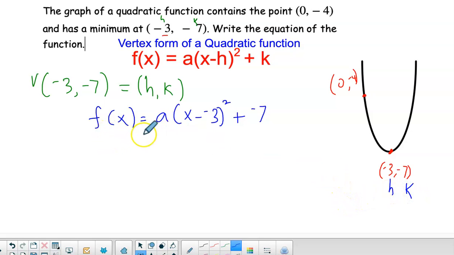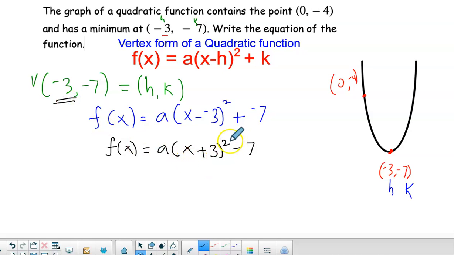So you have f(x) = a(x - (-3))^2 + (-7). I can simplify and write it as f(x) = a(x + 3)^2, right? Negative of negative becomes positive. So directly you can do it this way. You can avoid this step and just write a times x, the opposite of this, x + 3 whole squared, minus 7 as it is. I have to write this piece.